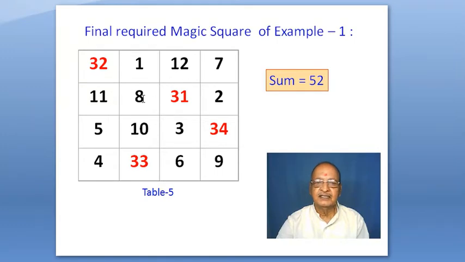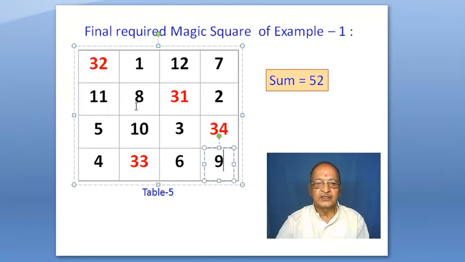Here 11 plus 8, 9, 19, 19 plus 31, 50 plus 2. You can do otherwise also. Here also 9 plus 3, 12, 12 plus 8, 20. Here also this is 5 plus 10, 15 plus 3, 18 plus 34, 52. So here 34, 33 plus 4 we are taking. It is 37 plus 6, 43, 43 plus 9, 52.